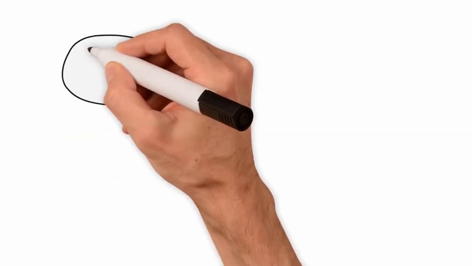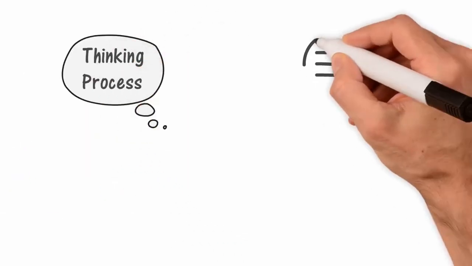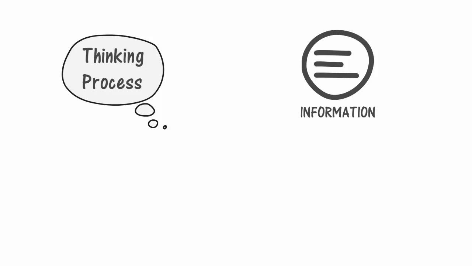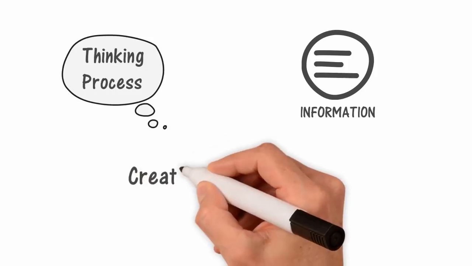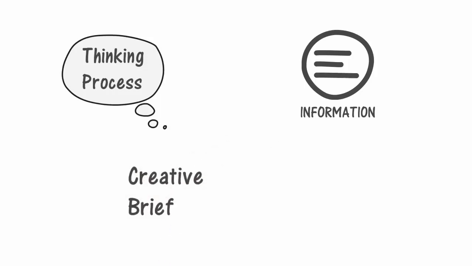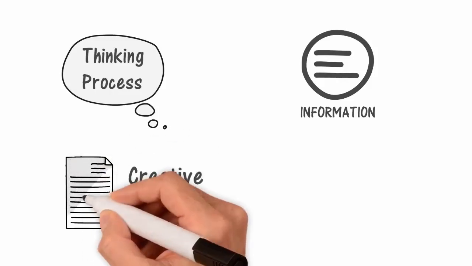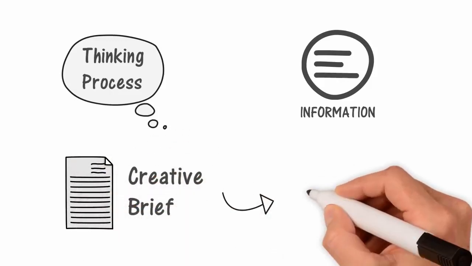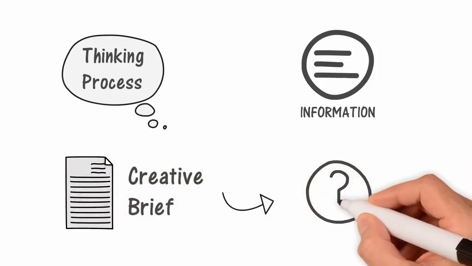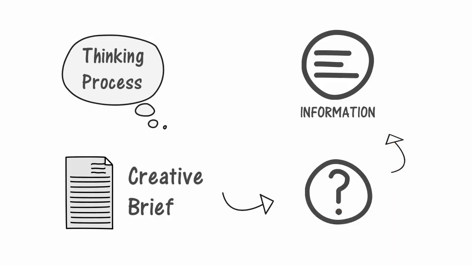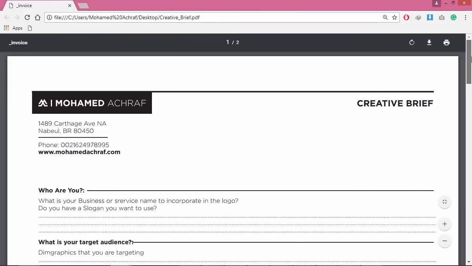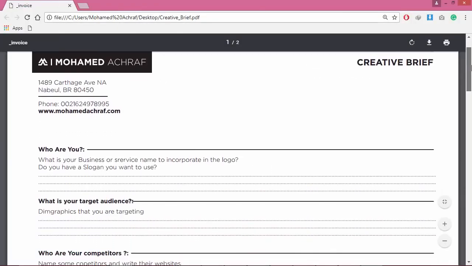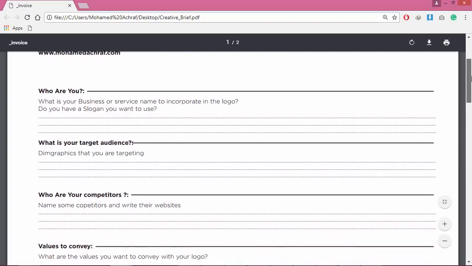To start the thinking process, you have to collect every piece of information needed from your client, and this can easily be done by creating a creative brief. It's a simple document you send to your client that asks thoughtful questions about the client and his business, in order to gather specific information about the project, and to define your client's expectations. This is my creative brief document that I send to my clients.